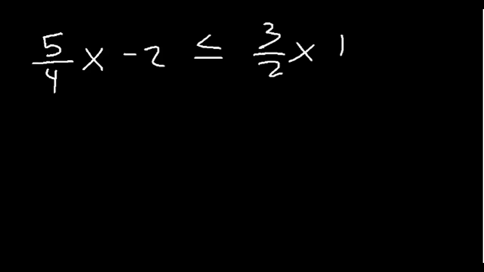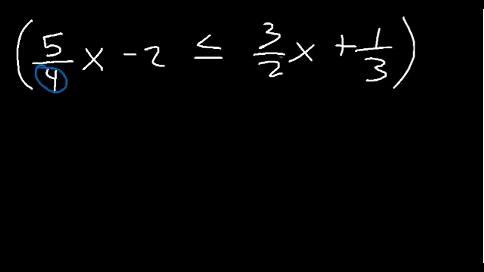Try this problem. 5 over 4x minus 2 is less than or equal to 3 over 2x plus 1/3. So now what would you do if you have many fractions? For a problem like this, you want to clear away all the fractions. Consider the denominators of 4, 2, and 3. What is the least common multiple of 2, 3, and 4?